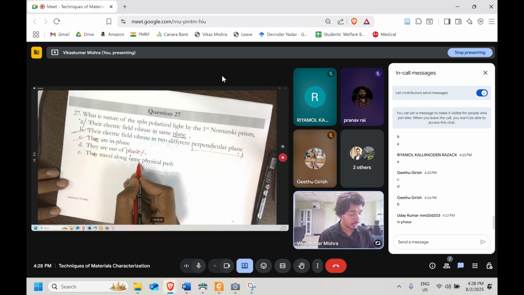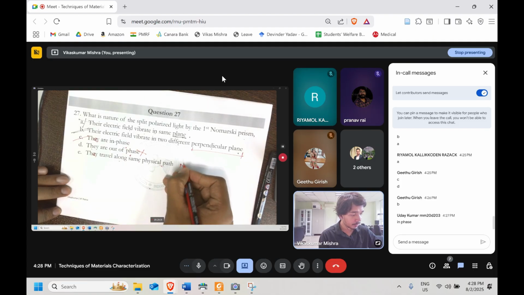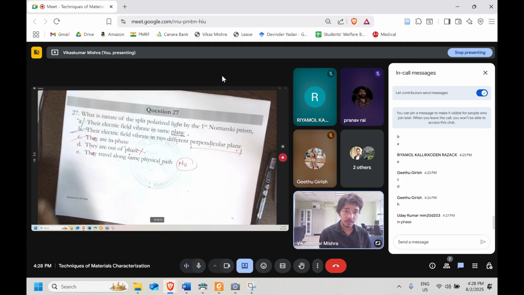They travel along the same physical path? No. They travel along two different physical paths. If they travel along the same physical path, then there is no difference in the phase, right? They will encounter the same material. They will encounter the same defect. There is no phase separation in them, so there will be no phase difference. There is no information we will be able to extract from it. Only if they travel along two different paths will we be able to extract the information.